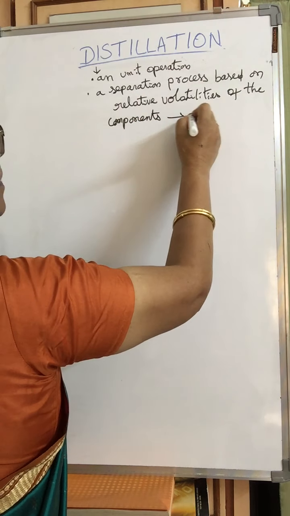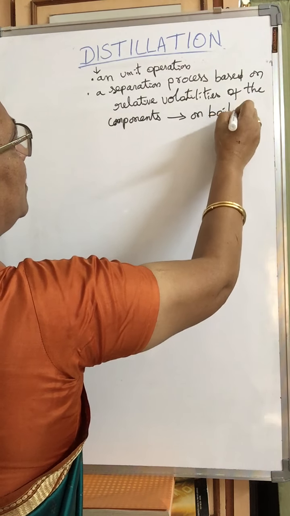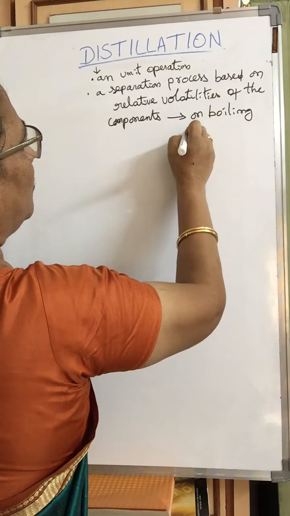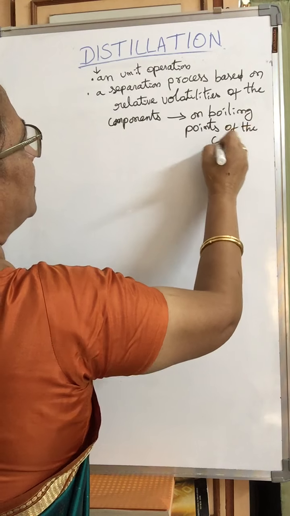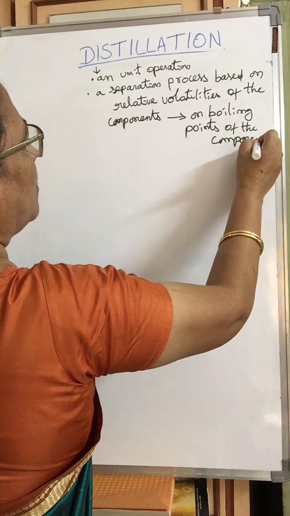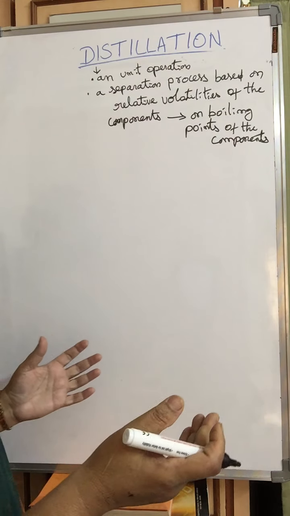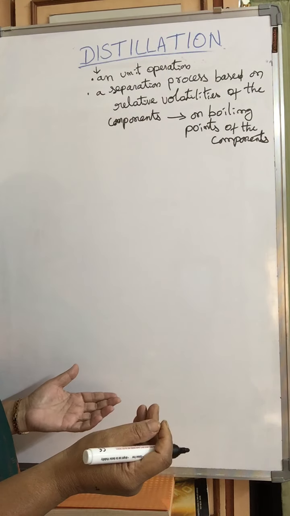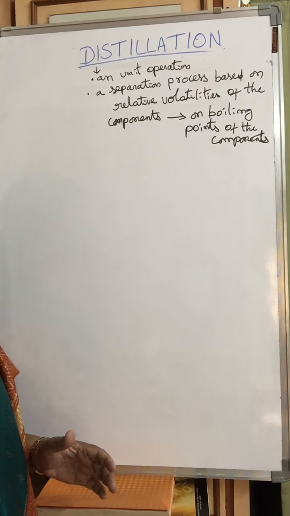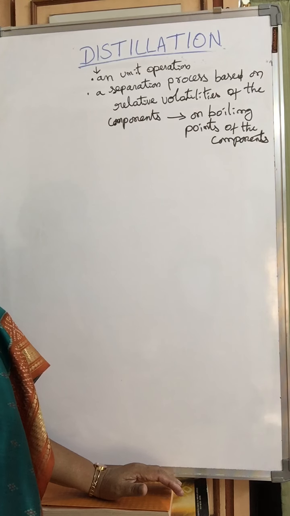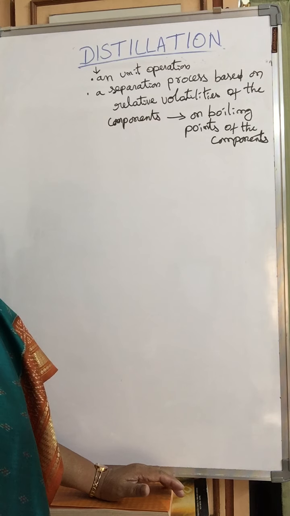That means based on boiling points of the components. So the distillation process is the process to separate two or more components based on their boiling points.